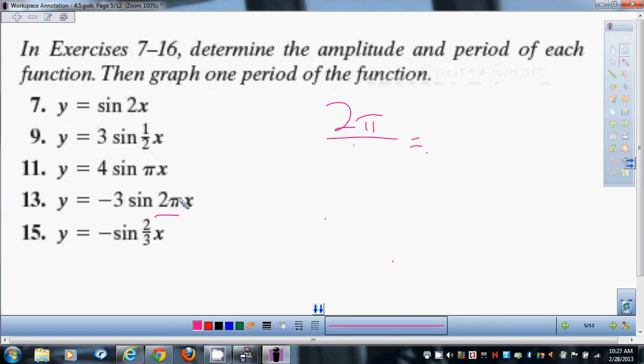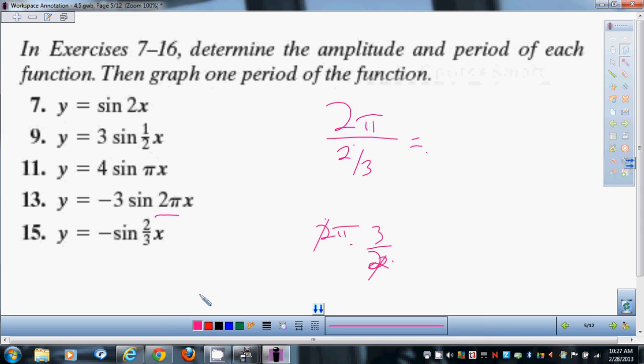2 pi over 2/3, which is the same as 2 pi times 3 over 2, which would be what? 3 pi? Period is 3 pi. Divide by the coefficient with your x. Bang. Period. Questions? In a second, we're going to put these all together and graph them all at once.